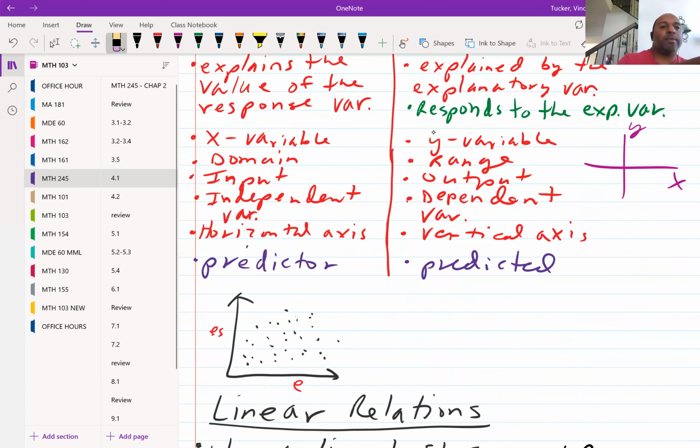Here we go. And then right here is just a general example as to how this is going to look. It's just going to be in your first quadrant. And then you have dots that represent, or points that represent, each observation.